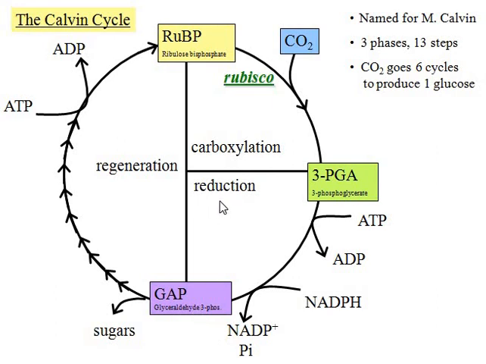Now we will discuss the reduction phase. In this phase 3 PGA is reduced to glyceraldehyde 3-phosphate, and in this phase chemical energy is required, and that chemical energy is provided by the light dependent phase in the form of ATP and NADPH. We have discussed this earlier. After that, from glyceraldehyde 3-phosphate, some molecules produce sugar, that is glucose, and other molecules regenerate the RuBP, and in this process chemical energy is also required, and that energy is also produced by the light dependent phase.